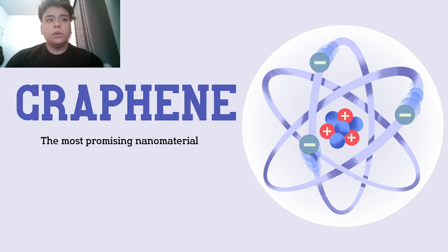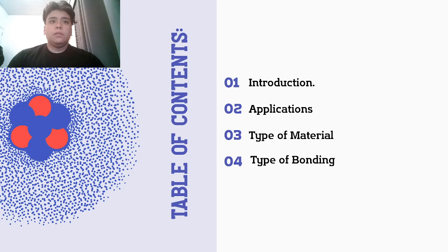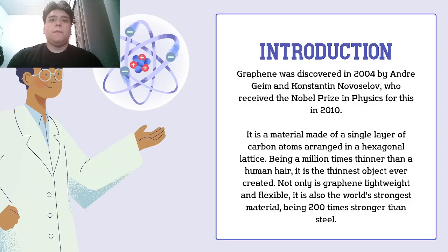Okay, so hello everyone. In this video, we will be talking about graphene. It's one of the most promising nanomaterials. Now, to start, here is the table of contents. First, we will be running down the introduction of this material. Next is its applications in our daily lives. Next is what type of material it is. And lastly, its type of bonding, which explains its characteristics.